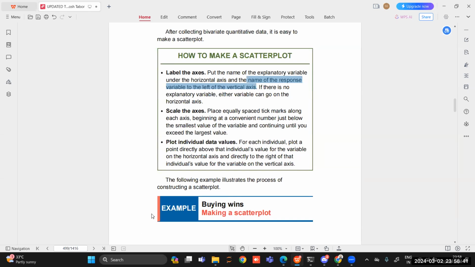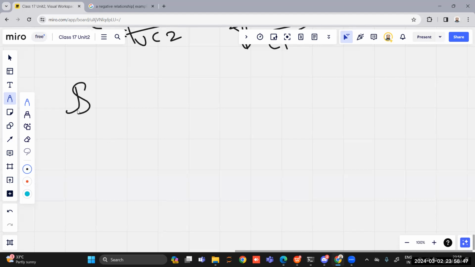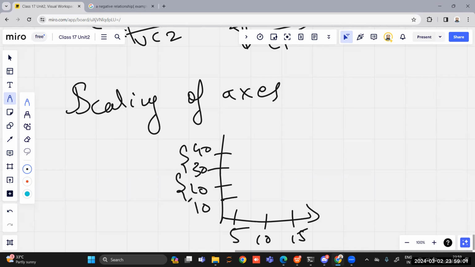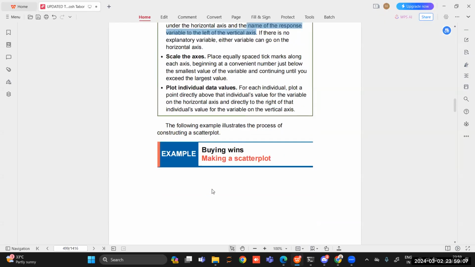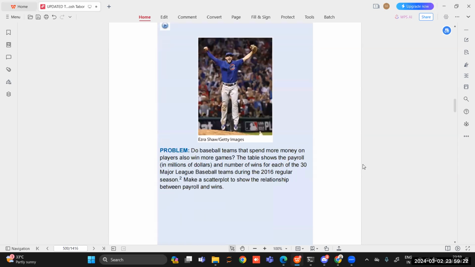So scale the axis: place equally spaced tick marks along each axis, and the axis should be scaled. Equally spaced means if I am taking 5 years, it must be 5, and if I am taking 10 years, this must be equally scaled here. Then plot individual data values. Joining a line is not there in a scatter plot. We just plot the points and leave it, and from the points you can see whether there is a positive or negative relationship. We generally don't draw a line in a scatter plot. This must be clear.